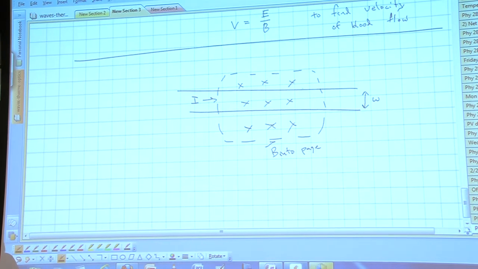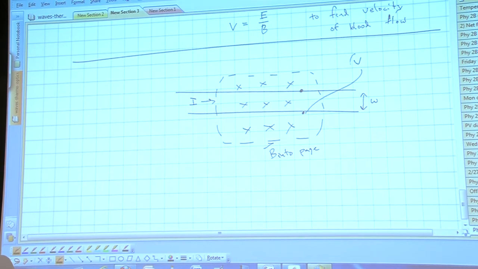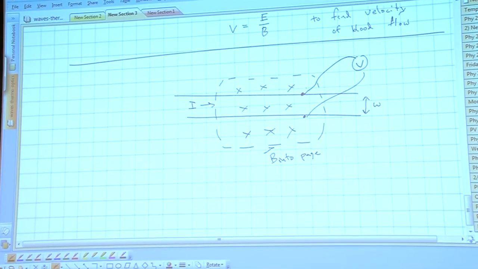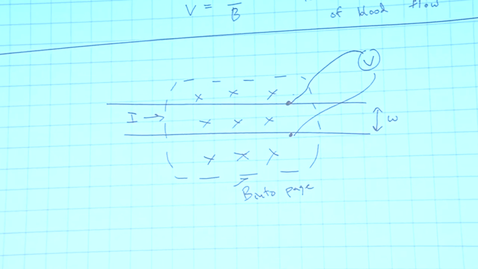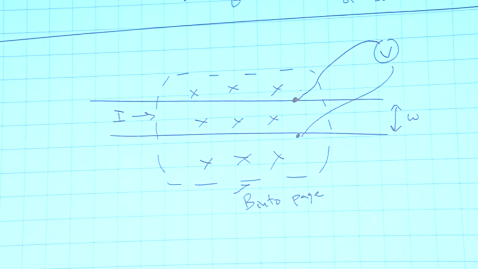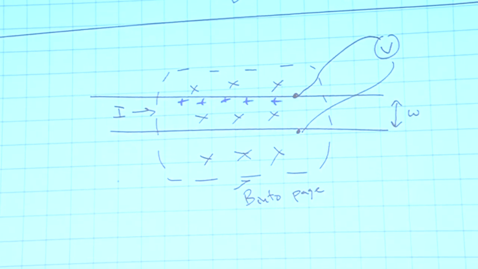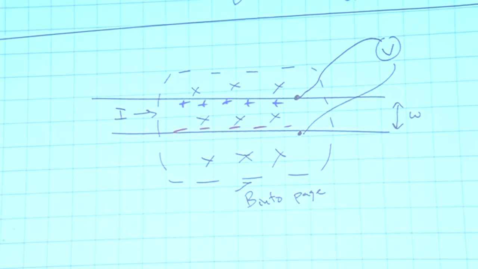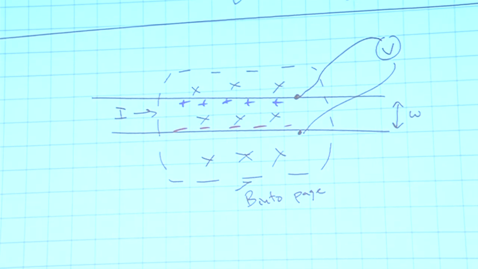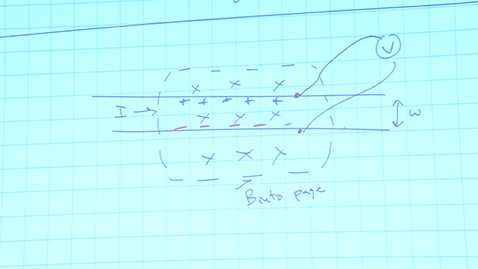And then what we do, we measure the voltage, because where the positive charges end up? At the top. Where the negatives? We measure the voltage. If we knew the width of that metal strip, the same thing happens, right?